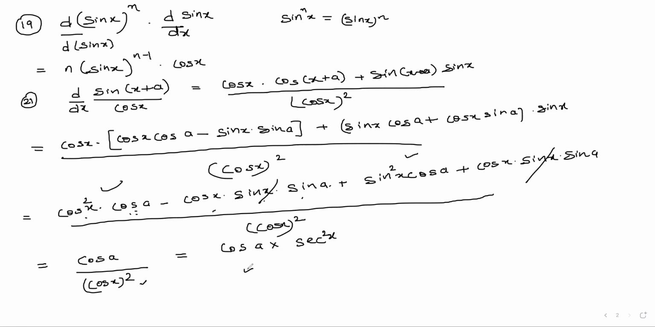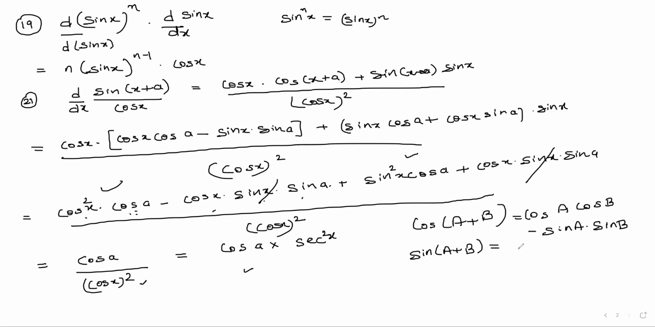Any other doubt? Sir, please tell me the formula of cos(x plus a) once more. Okay. Cos(a plus b) is equal to cos a cos b minus sin a sin b. Then we have sin(a plus b), which is sin a cos b plus cos a sin b. Okay, Noma? Yes sir. Okay. Any other doubt?